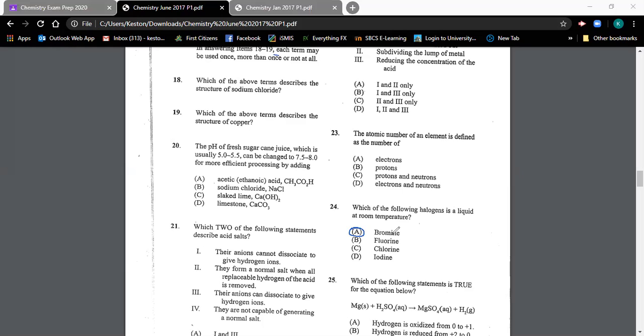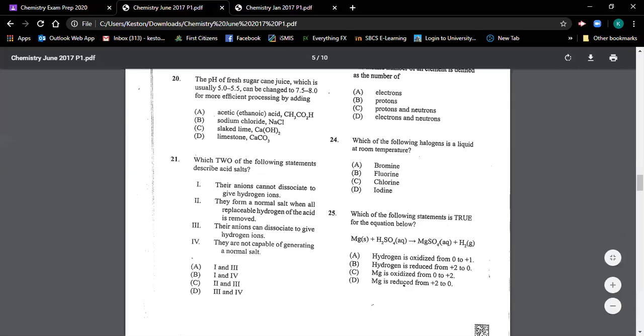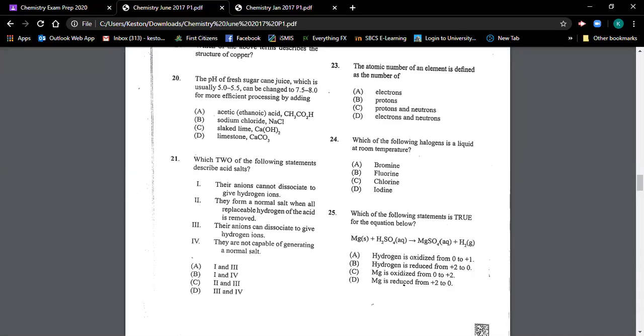25. Which of the following statements is true for the equation below? Hydrogen is oxidized from 0 to +1. I'm not seeing anything with hydrogen being a 0 on the left-hand side of the equation, so that's wrong. Hydrogen is reduced from +2 to 0. Hydrogen doesn't have much oxidation number. +2 is +1.